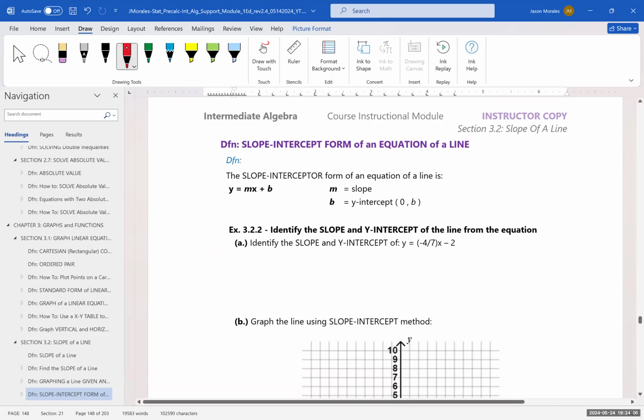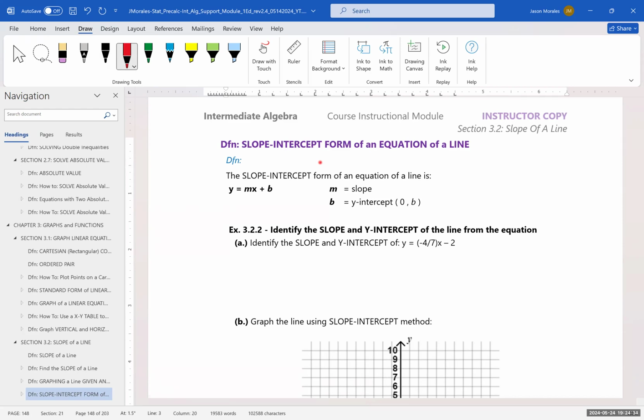All right, so being able to start with a point and apply a slope leads us naturally to a new form of a linear equation. Before we had the standard form of a linear equation, now we're going to look at the slope-intercept form. And let me correct a typo while I see it. Okay, so the slope-intercept form of an equation of a line is this: y equals mx plus b, where m is the slope and b is the y-intercept.